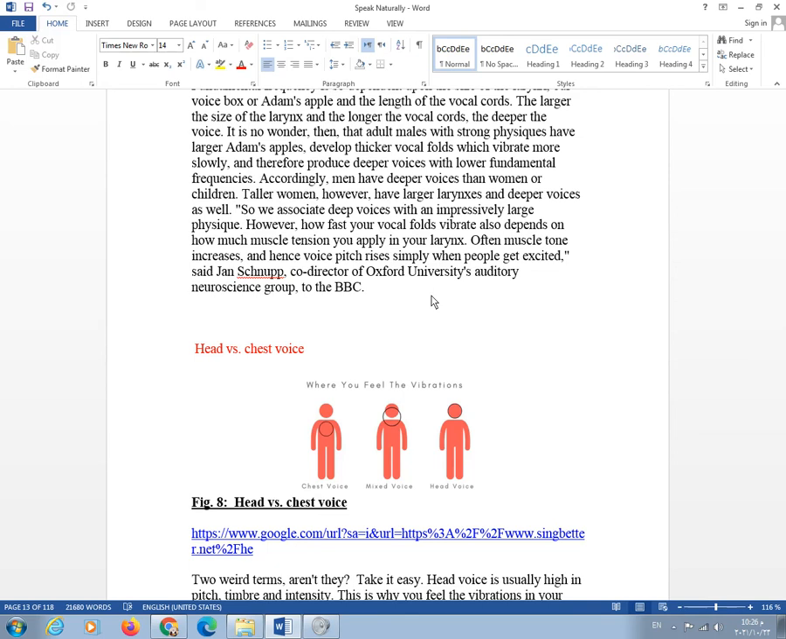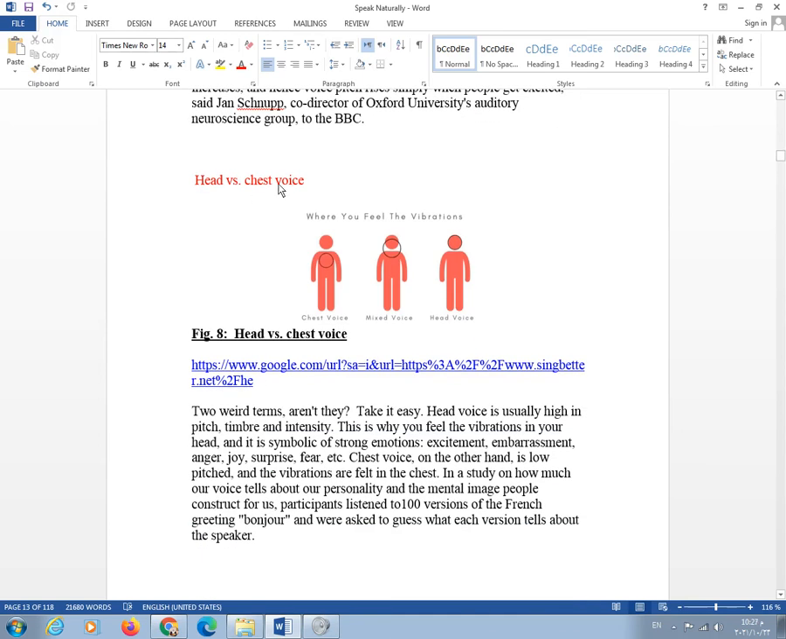تمام. ده بقى جديد، head versus chest voice. عندنا نوع من voice، head voice versus chest voice. ايه الفرق ما بين الهيد voice و chest voice؟ Of course they sound weird, but take it easy. Head voice is usually high in pitch, timbre and intensity. Head voice يعني صوت كده بنعمله من الحنجرة بتاعتنا فوق، ونبقى we say it when we are excited and we don't have control on our voice، فبيبقى صوتنا كده صوت عالي والintensity بتاعته loudness بتاعته عالية قوي.